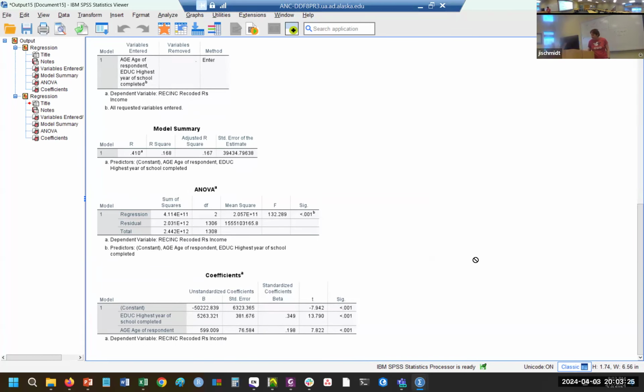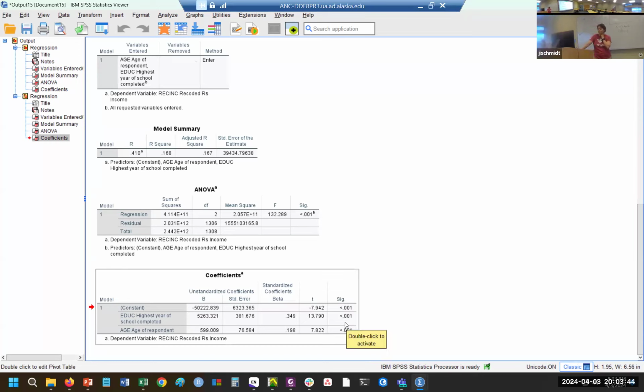And so I look at this. Overall, the model is still significant. And now I have a p-value for each of my independent variables, and both of them are significant. Both of them have a p-value of less than 0.001 at the 5% level. So both of these are significant predictors of income.